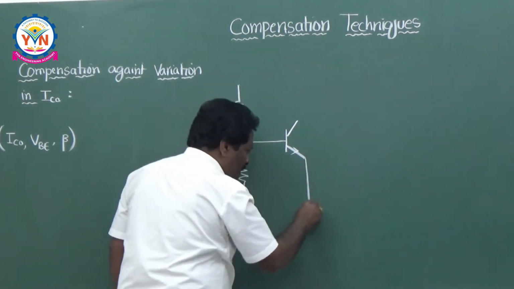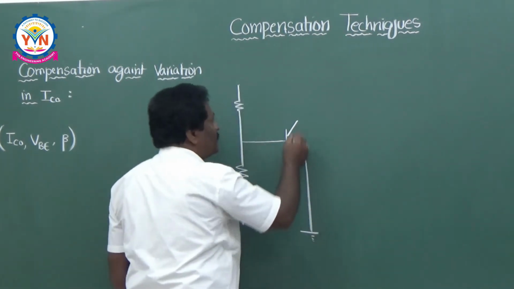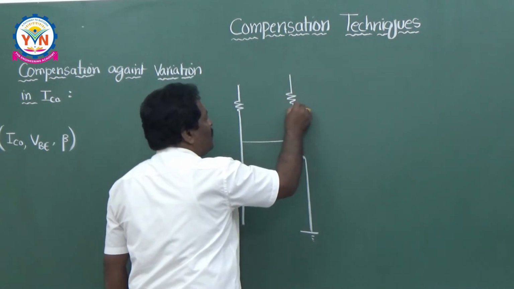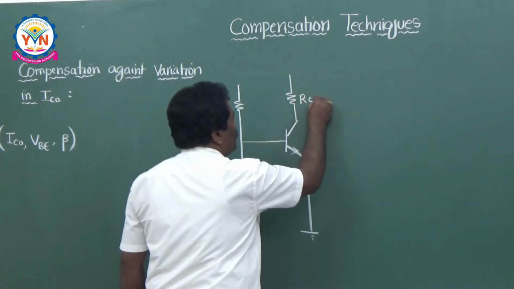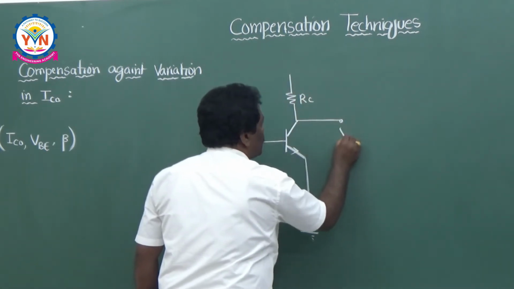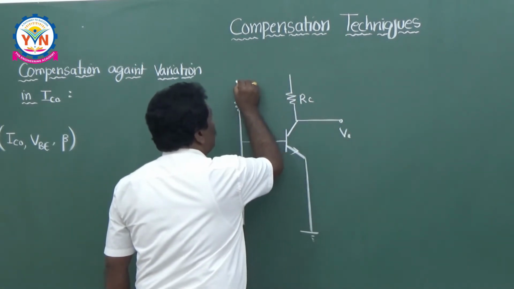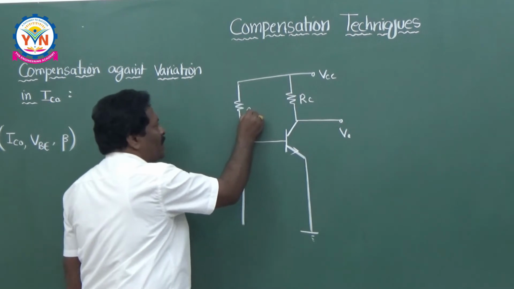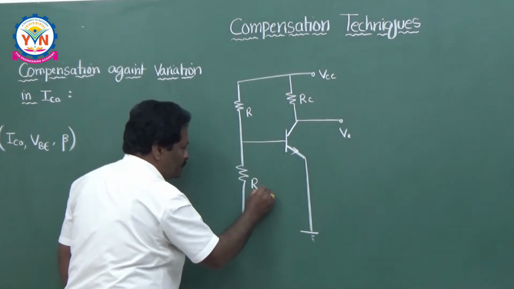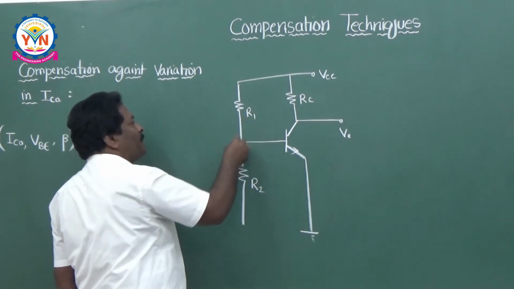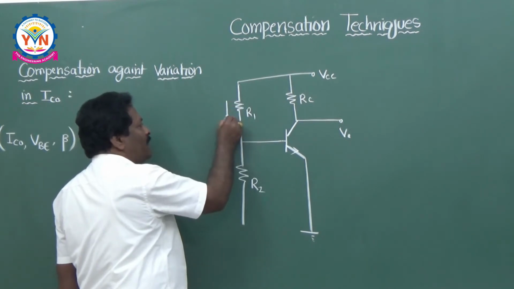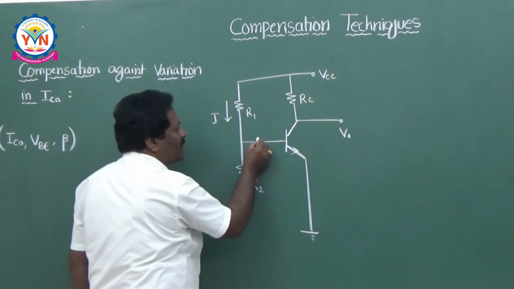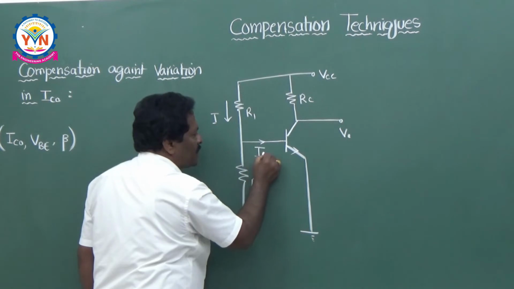And this is the common emitter configuration. Emitter will be grounded. Collector load will be the RC, and you are taking the output at the collector. VCC will be given for the biasing purpose. And this is R1 and this is R2. And let it be the current through this one is I. The current through the base terminal is IB, base current.